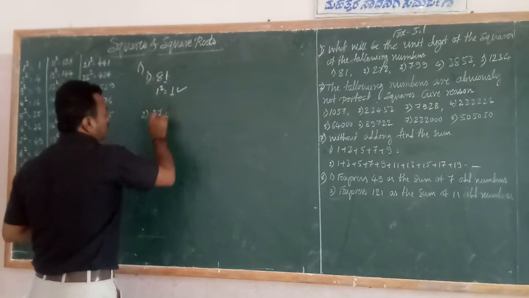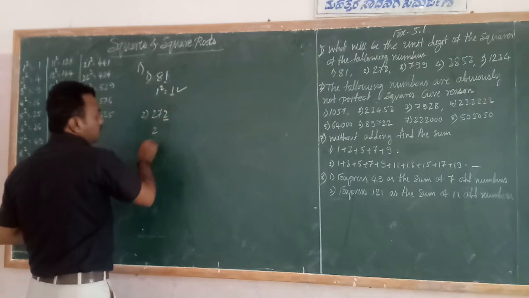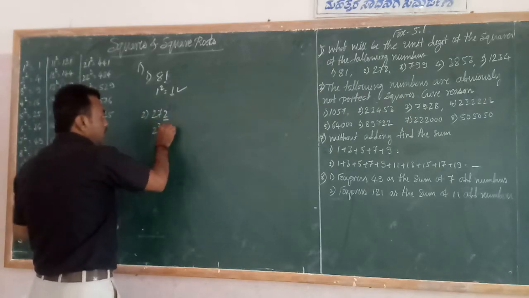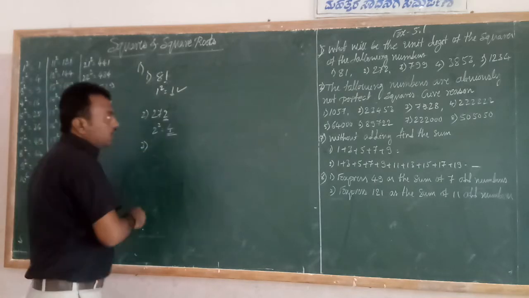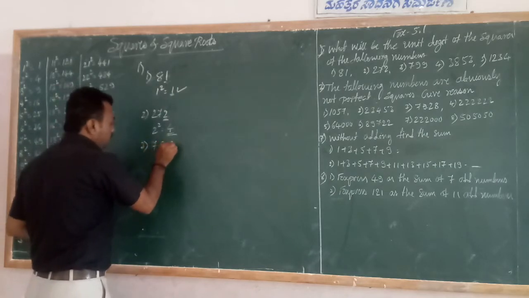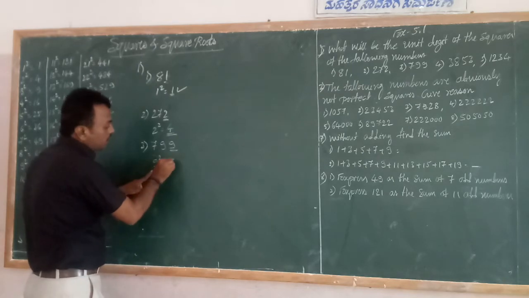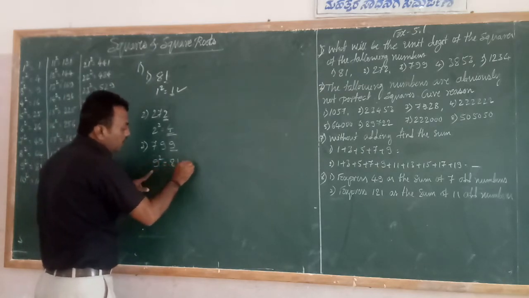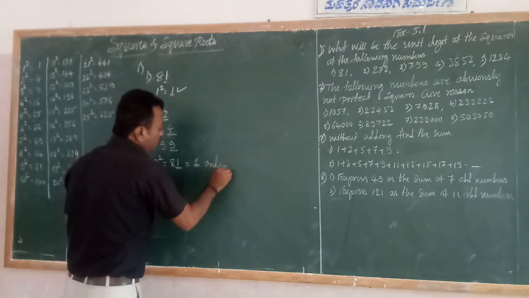272. Okay. In that, the ending digit is 2. We should square it. It becomes 4. The ending digit is 4. Like that, the third one. 799. The ending digit is 9. So we should square it. 9 squared is 81. The ending digit is 1.